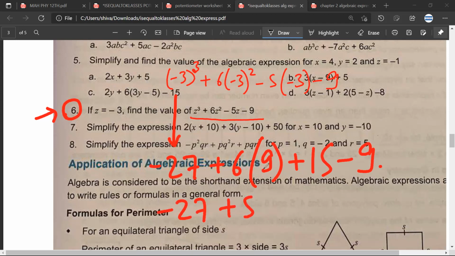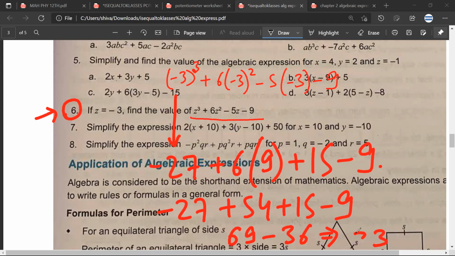Mr. Sarthak, how have you done it? So I got minus 27 minus 54 minus minus 15 minus 9, and then minus 27 minus 54 minus 15 minus 9, minus 81, then minus 15, then minus 9. So minus 96 plus minus 9. So what is the final answer? So I got minus 105.